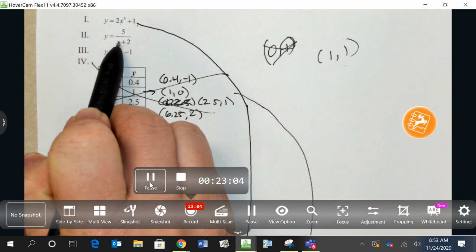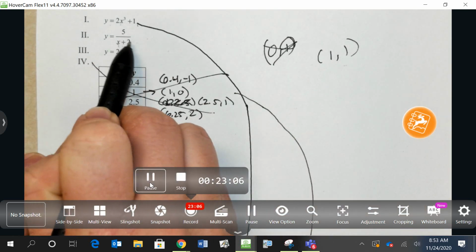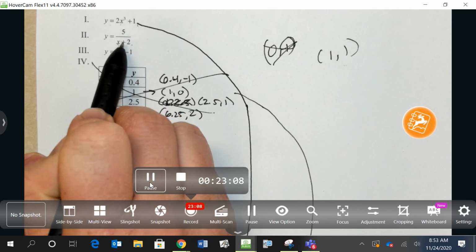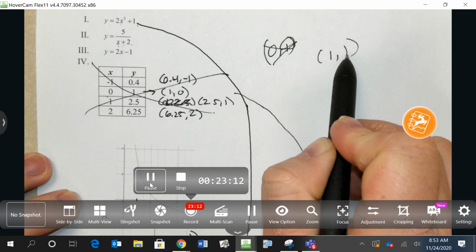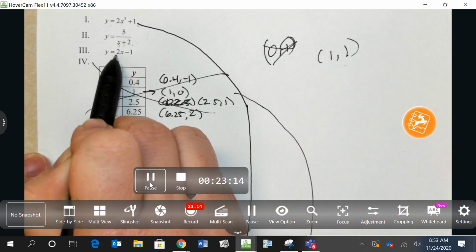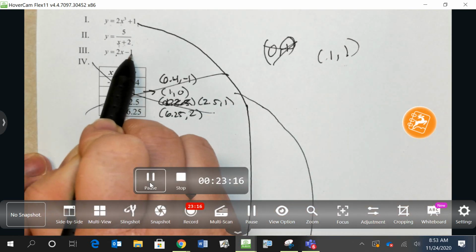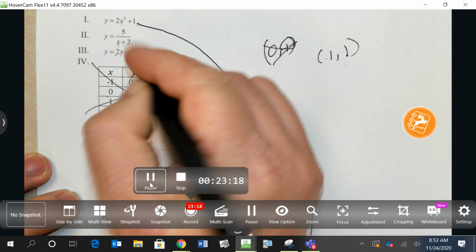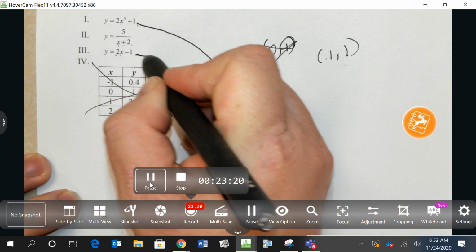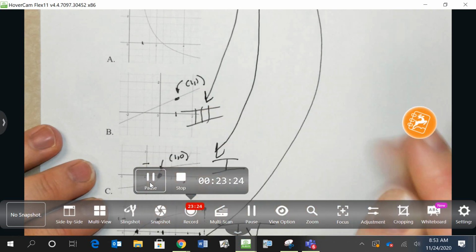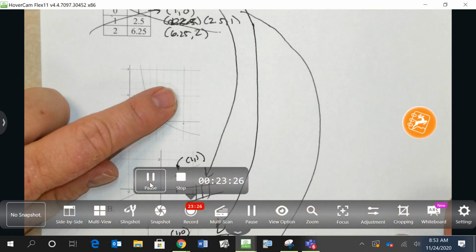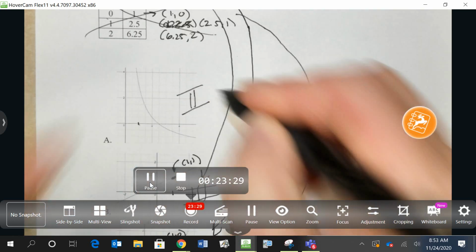Let's check. So if I input 1, 1 plus 2 is 3. 5 divided by 3 is the output, but the output should be 1. Doesn't go with that. 2 times 1 is 2. 2 subtract 1 is 1. That should be the output. That means this choice goes here. This is option 3. There's no reason for me to do the last one. There's only one last choice, and that would have to be the remaining one, which is 2.